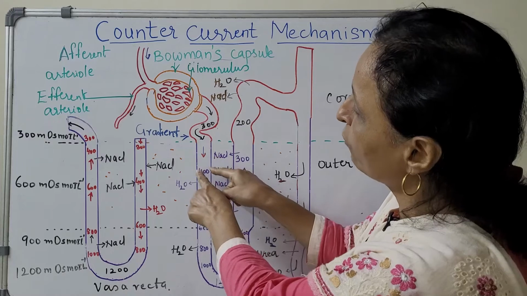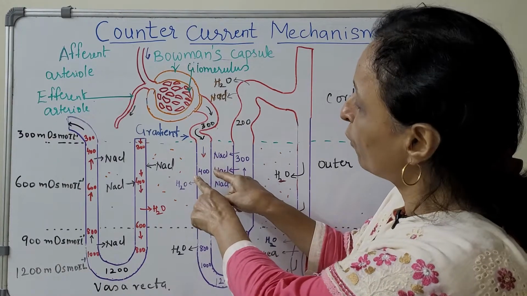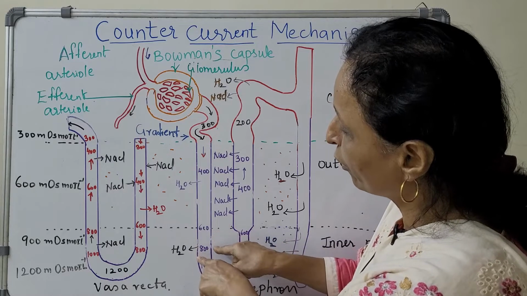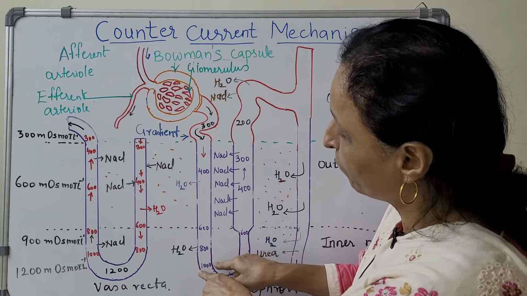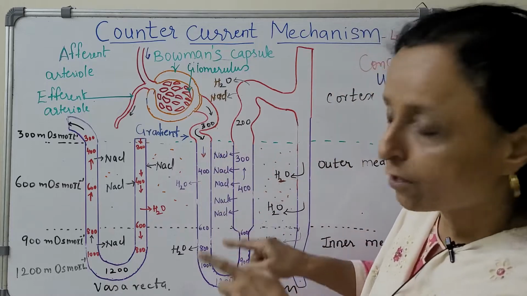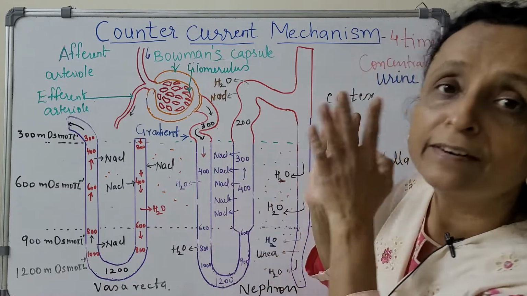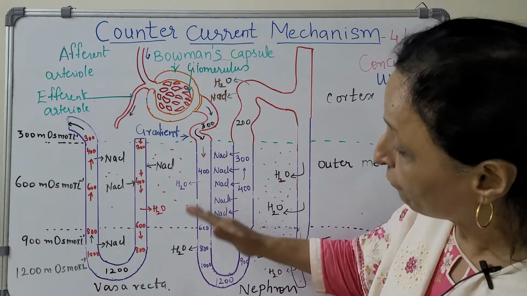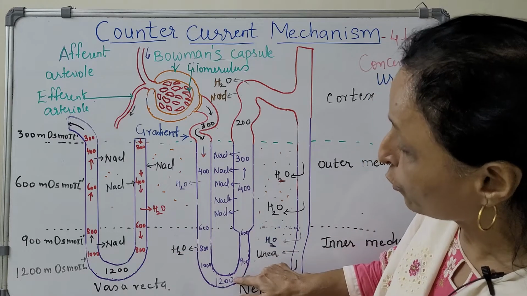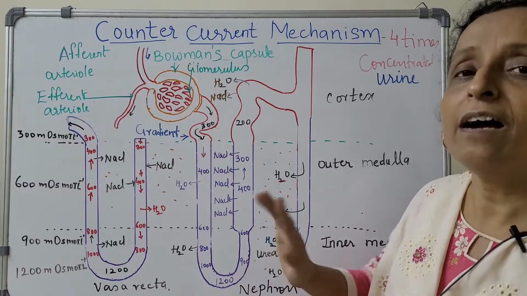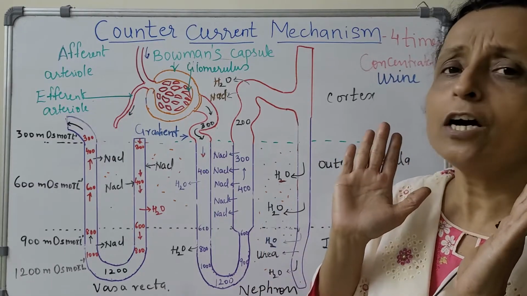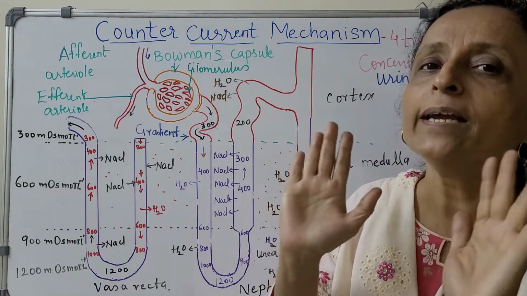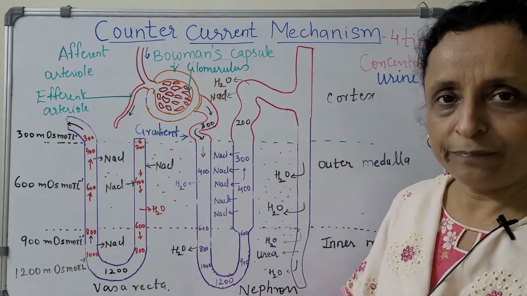When a little water goes out, it becomes 400. More water goes out, it becomes 600. More water goes out, it is 800. More water goes out, it becomes 1000. More water goes out, 1200. Here, as this limb finishes and enters the U tube, it becomes 1200. Now, permeability to water is present only up till this region.